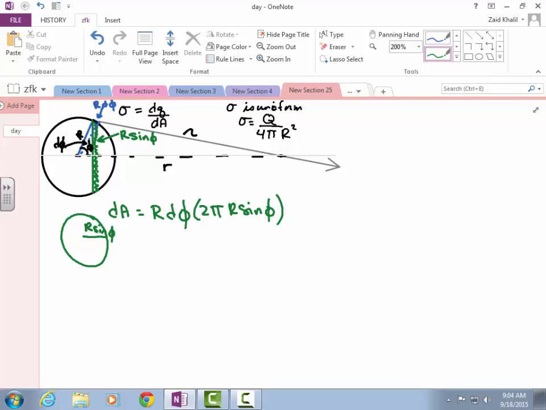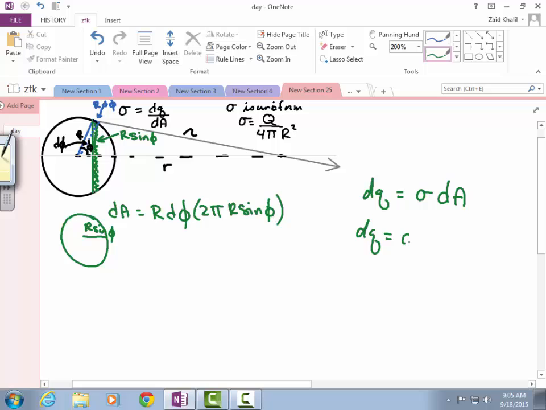Help me. So anyhow, let's focus on this because we're not even anywhere near it. All right, so we have dA. Therefore dQ is sigma dA, correct? dQ is sigma times this whole thing, which is 2 pi big R squared sine phi d phi.